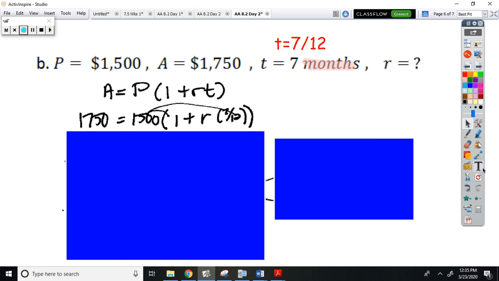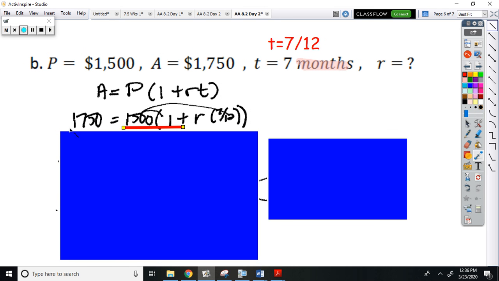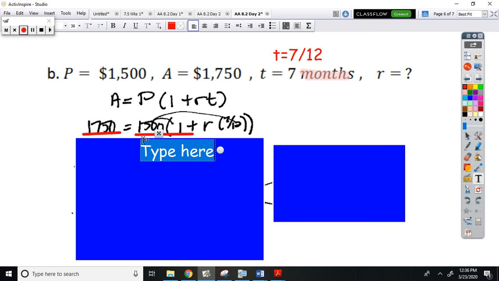I'm actually going to show this one a little bit differently than I did in the notes. But plug in our values first. 1750 on the left, 1500 on the right, 1 plus r times 7/12. Now you can see what I did here is I distributed. I have not been showing that in the lessons thus far. I've been showing just the division. So let's go ahead and divide both sides by 1500. Now we are going to get a weird decimal, and that's okay as long as we just leave it in our calculator and don't round it.